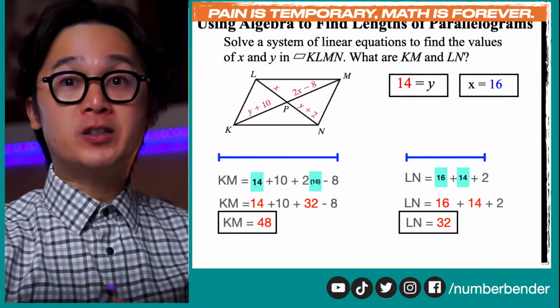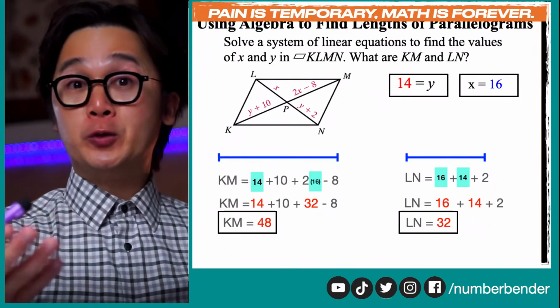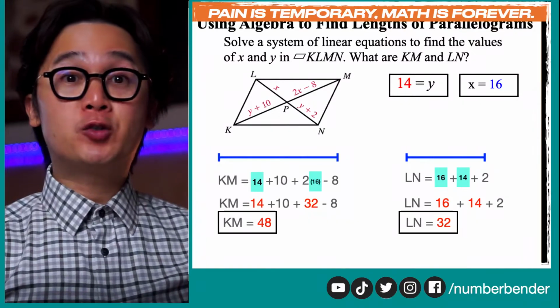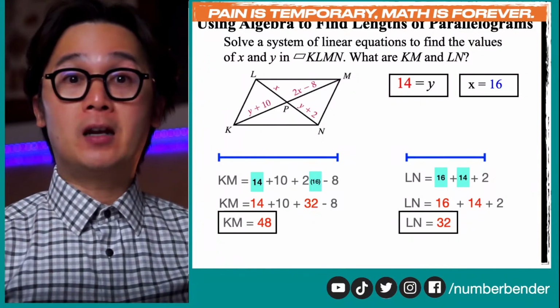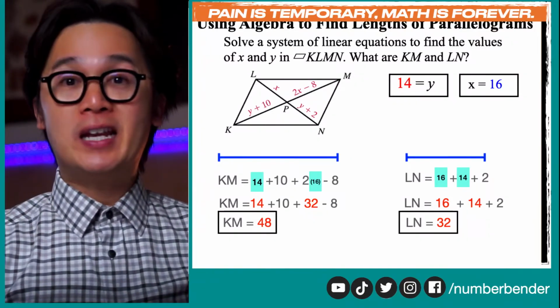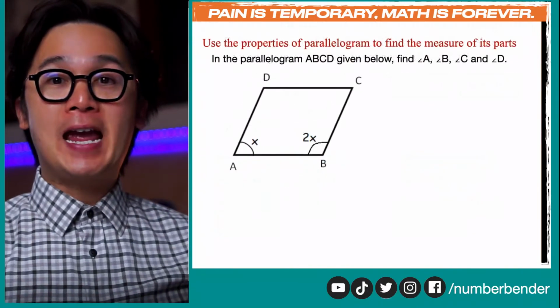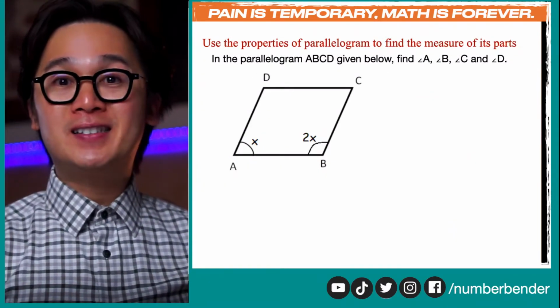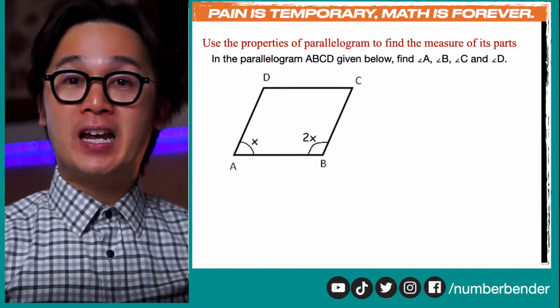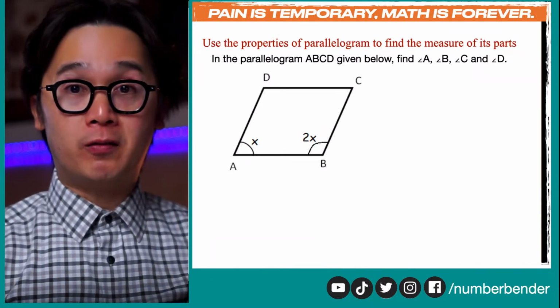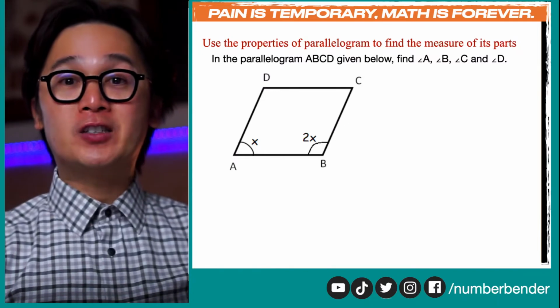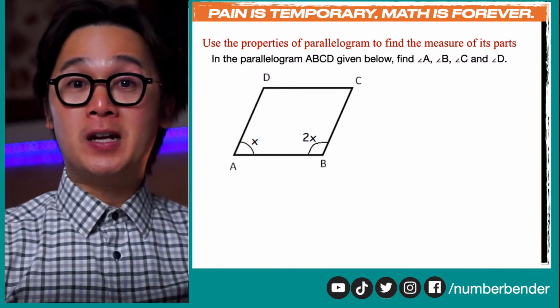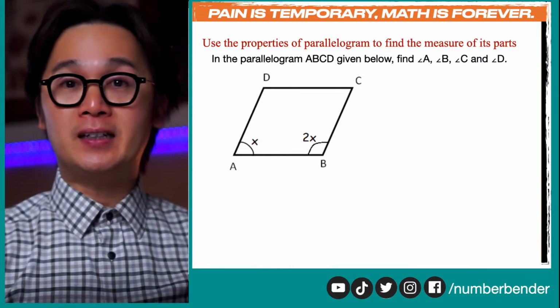So this is how we use algebra to solve geometric problems similar to this parallelogram that we just worked on. So let's have another example and let's answer this quadrilateral. And this, according to the given problem, is a parallelogram. And we need to find the values of the angles, which is the measurement of angle A, B, C, and D.